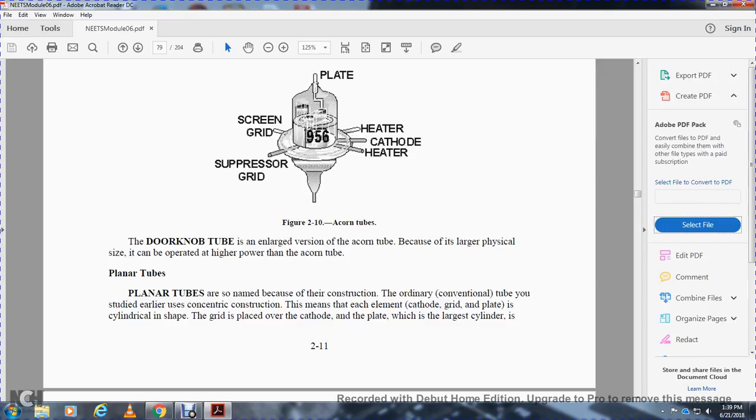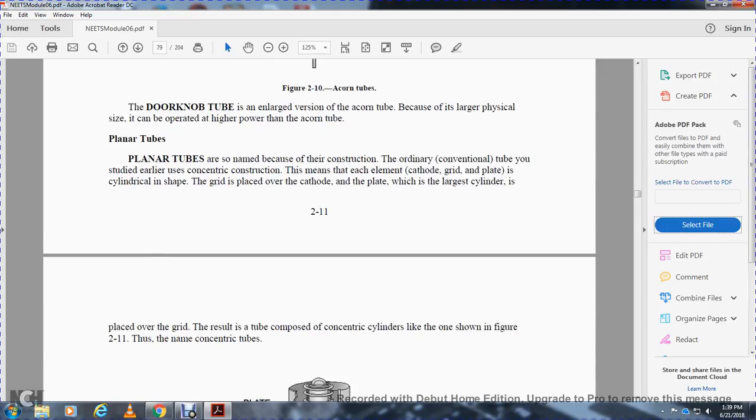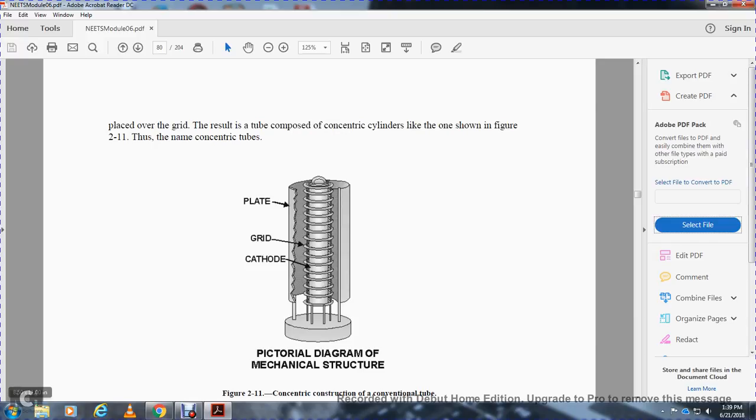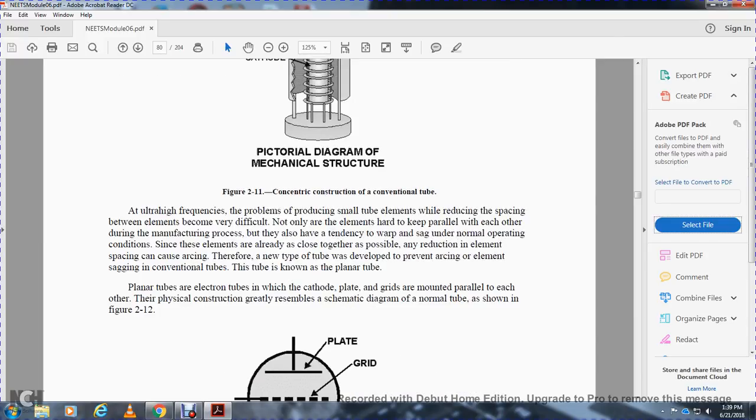Planar tubes are named so because of their construction, unlike the conventional tube. You may study them with the concentric construction of the cathode, meaning the cathode, grid, and plate with a cylindrical shape: the grid surrounds the cathode and the plate is the largest cylinder. The cylinder is placed over the grid, and the result is a tube composed of concentric cylinders like the one shown in figure 2.11, thus the name concentric tubes. Figure 2.11 shows the concentric conventional tube, the plate, the grid, the cathode, and the pictorial diagram and mechanical structure.